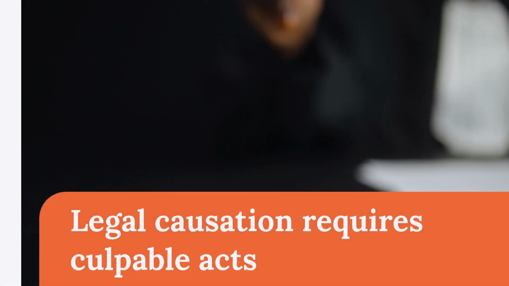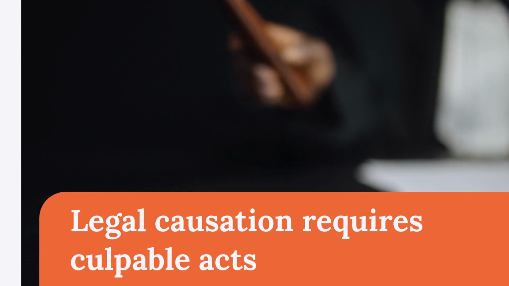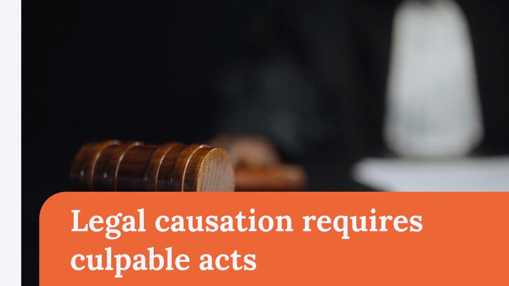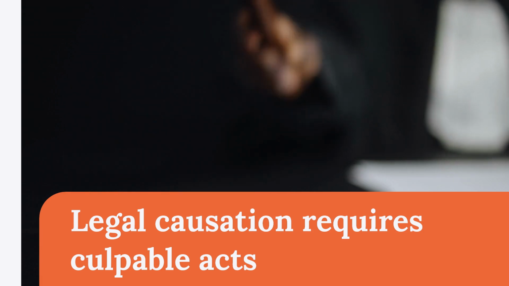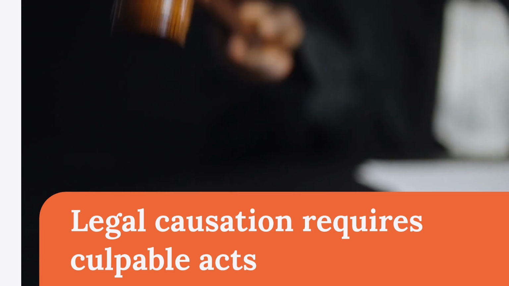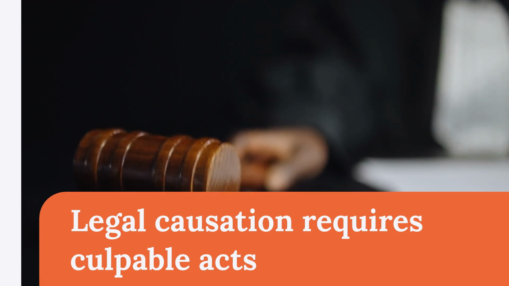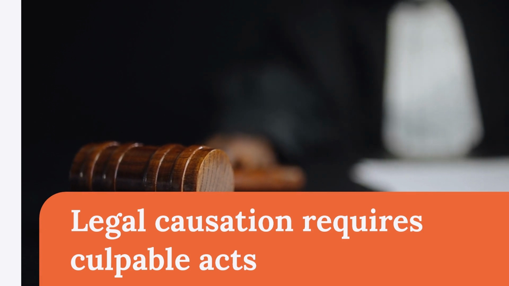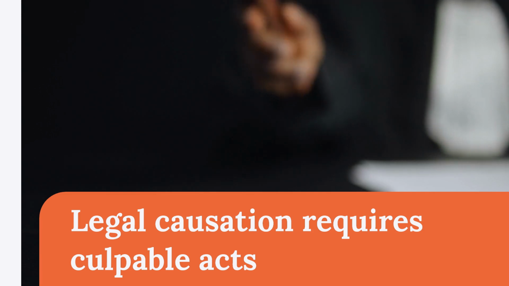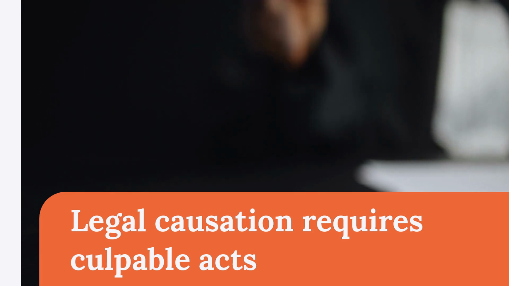Legal causation requires the defendant's conduct to be more than a minimal cause of the harm. It must result from a culpable act. Cases like R. v. Dalloway illustrate this principle. Novus actus interveniens can break the chain of causation. The foreseeability of actions plays a significant role.